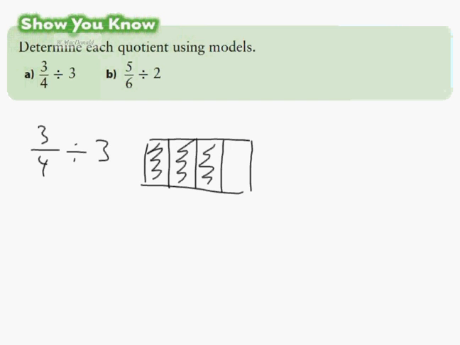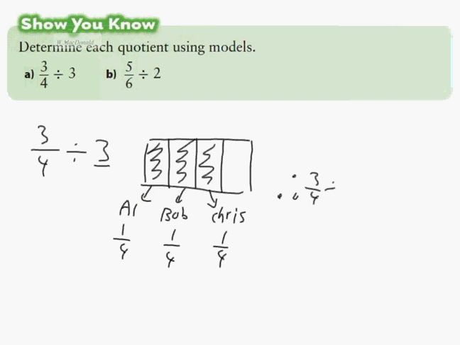Now, if I was to share this between three people, this one's kind of easy because each of these three pieces would be given to three people. So we'll call this one Al, Bob, and Chris, A, B, C. So each of those parts of the 3/4 would be shared between three people, in this case Al, Bob, and Chris, which means Al would get a quarter, Bob would get a quarter, and Chris would get a quarter. So therefore, 3/4 divided between three people would mean each person gets a quarter.